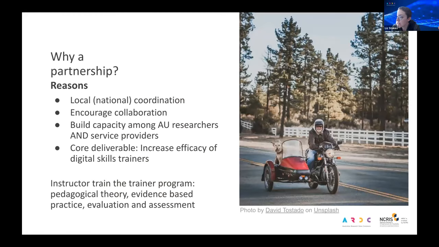So the reason that we wanted to start this partnership was because individual organisations and organisational memberships were not actively growing the community in Australia. We wanted local coordination to renew and grow our trainer community. And we wanted to encourage that collaboration between institutions and broker relationships. So we're using the partnership to do that.